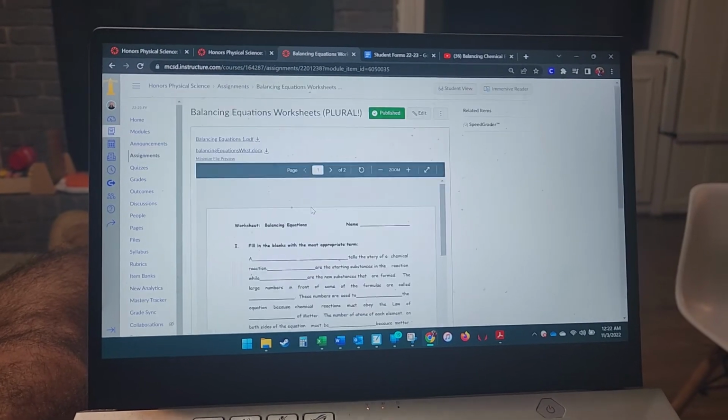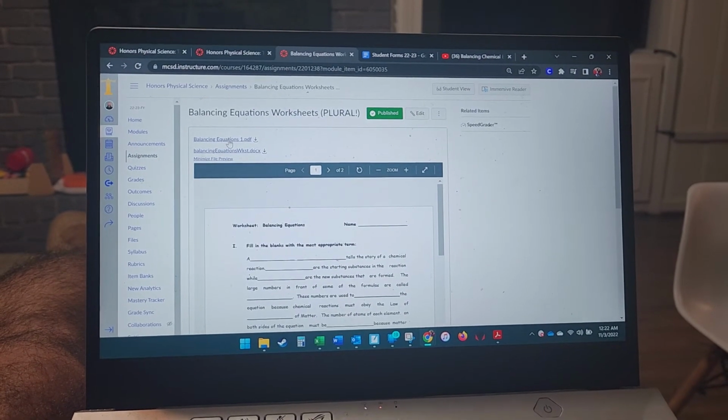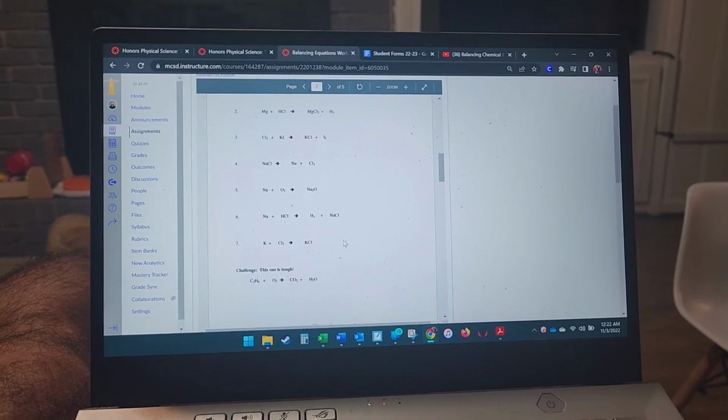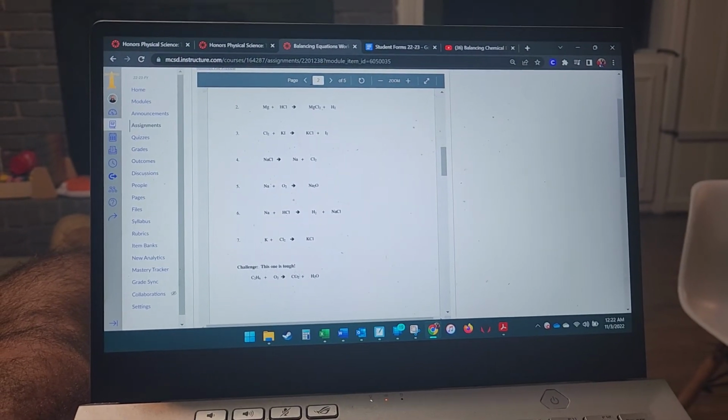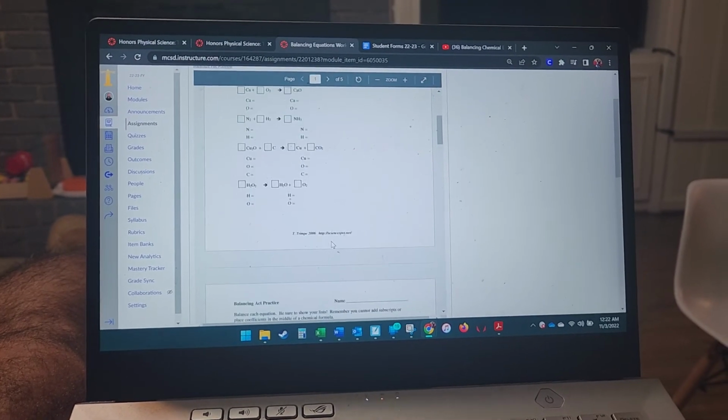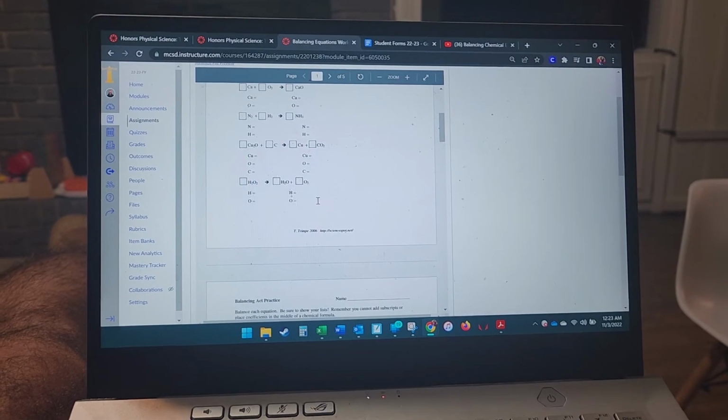Always check the back. And then with the first balance and equation worksheet, my recommendation to you is, if you don't feel up to it, don't do the challenge down here. This one is tough. Okay, that one's tough. Don't do that unless you want to. And do all the rest. This one right here will be the most challenging.